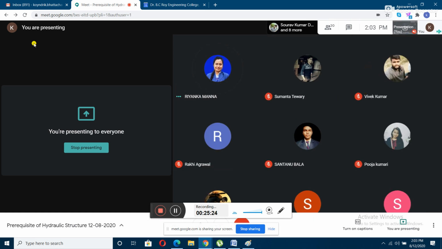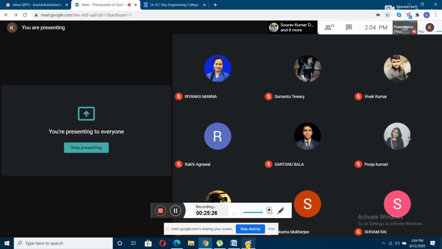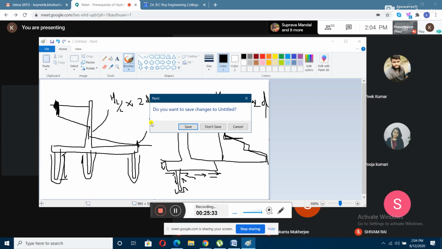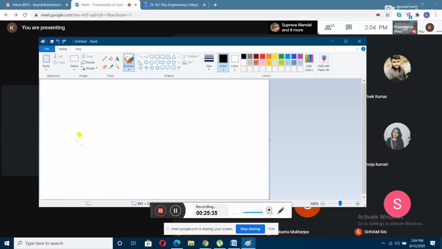Anybody having any doubt, you can tell me. As per Bligh, your hydraulic gradient line, if there were no sheet piles, should have looked like this. This is your floor, right? The hydraulic gradient line would have been looking like this. But because there are sheet piles, there will be a loss of head here, and that is equal to HL by L into 2 times d1, where HL by L is uniform, right?